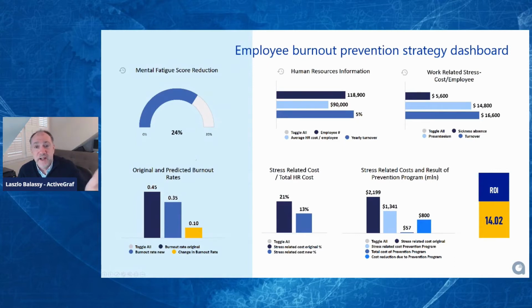You saw that I dialed in 24%. What changed? We reduced that mental fatigue score. That in turn reduced the burnout index to 0.35. That reduced the cost of stress to the total HR cost to only 13% of it. And we do need to invest more to get to 24% reduction, though, $57 million, but the return to the company is $800 million with an ROI of 14%.